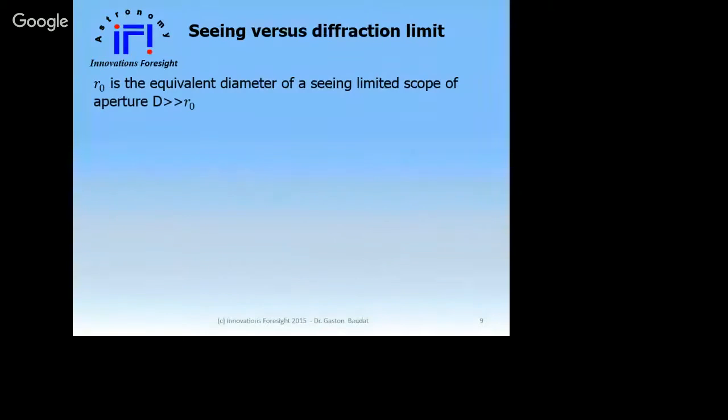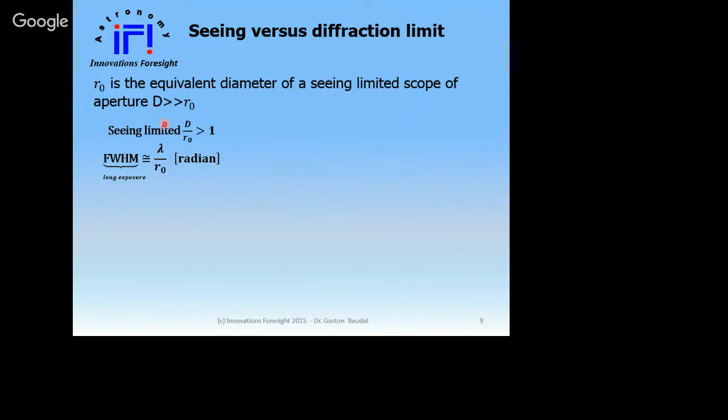Now, what does it mean in terms of the quality of the image? r0 is pretty much the diameter of a scope which would be seeing limited. Think about a very large scope with a very large diameter. If you have a large diameter, you are not going to be able to truly get access to the diffraction limit of your scope. You're going to be limited by the seeing. That means the seeing-limited scope has a resolution which is given by lambda over r0.